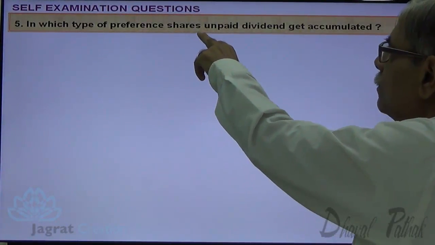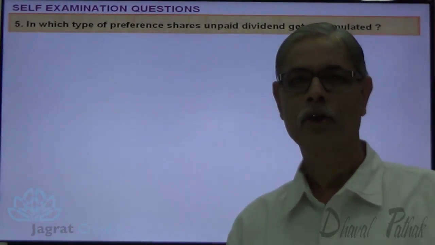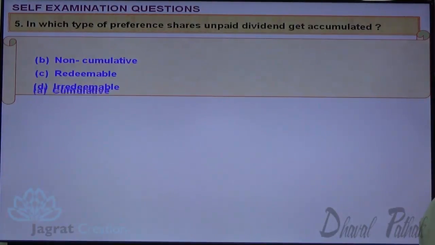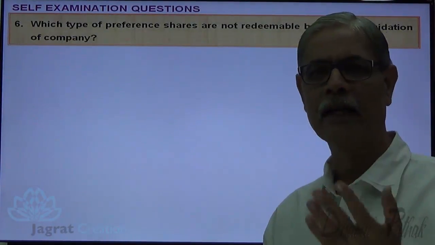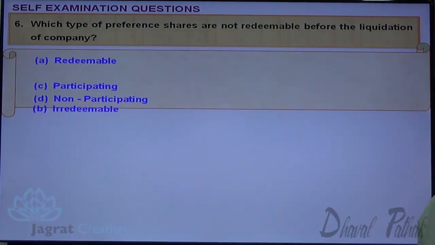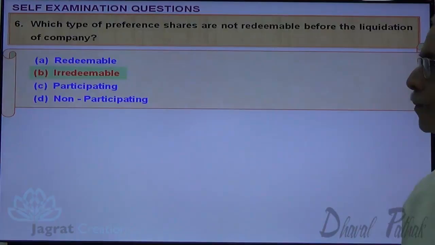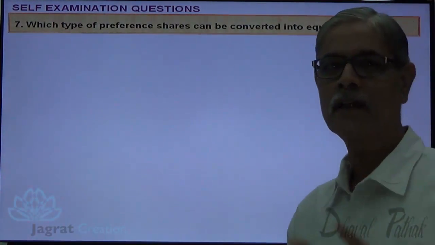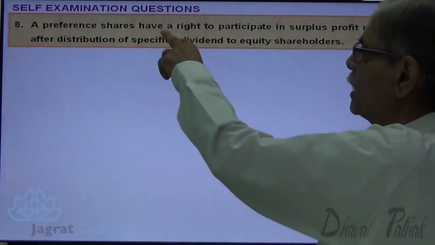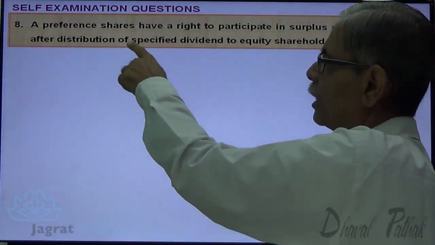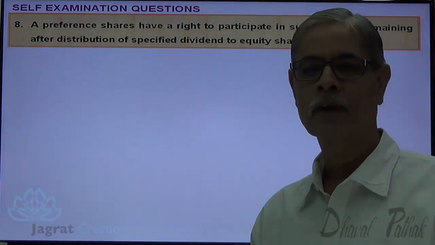In which type of preference shares unpaid dividend gets accumulated? Cumulative preference shares. Which type of preference shares are not redeemable before the liquidation of company? Not redeemable means irredeemable. Next. Which type of preference shares can be converted into equity share? Convertible preference shares. Next. If preference shares have a right to participate in surplus profit remaining after distribution of specified dividend to the equity shareholders, what type of preference shares? Participating.